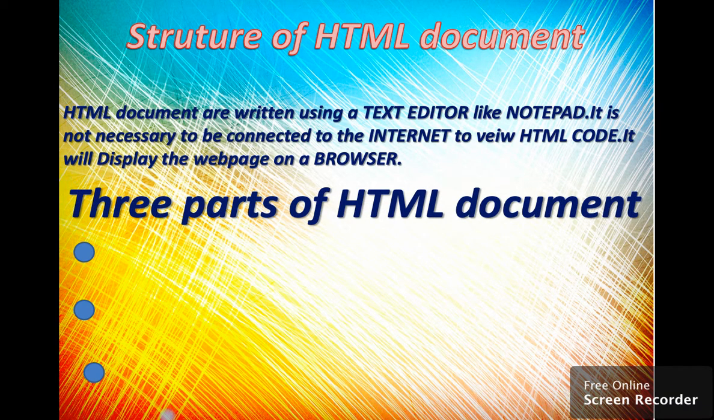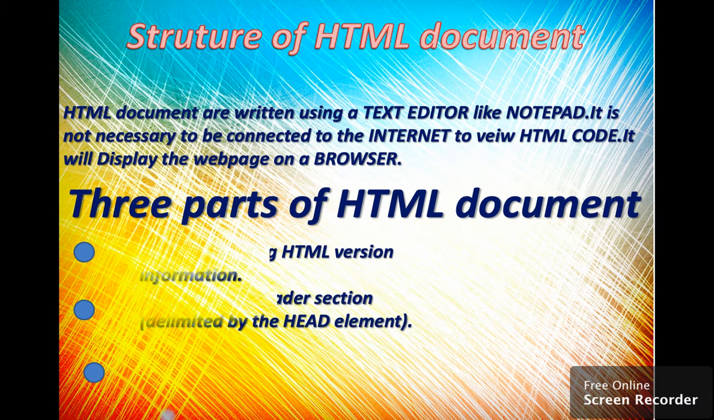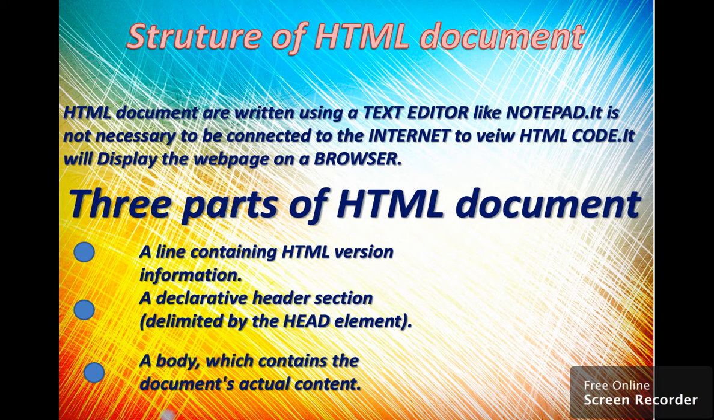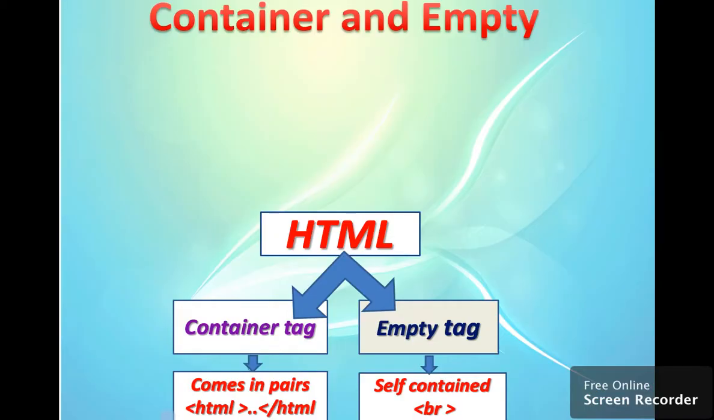Three parts of HTML documents. First, a line containing HTML version information. Second, a declarative header section delimited by the head element. Third, a body which contains the document's actual content.